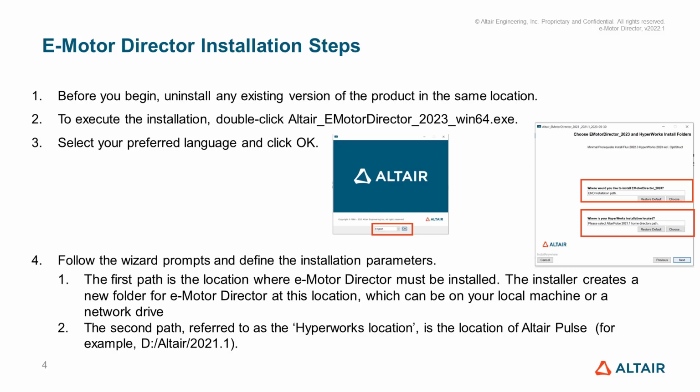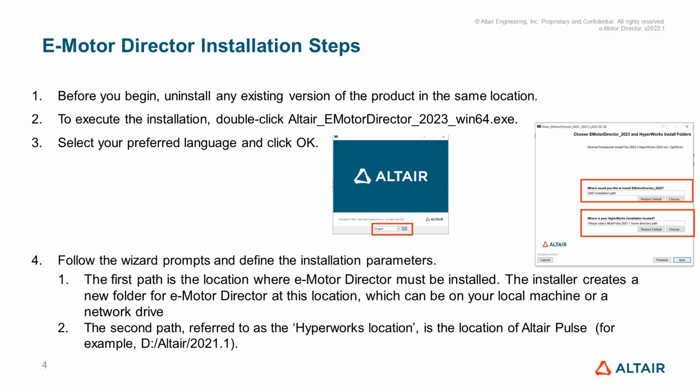To execute the installation, double-click on altair-emotordirector.exe. Select your preferred language and click OK. Follow the wizard prompts and define the installation parameters. The first path is the location where eMotor Director must be installed.